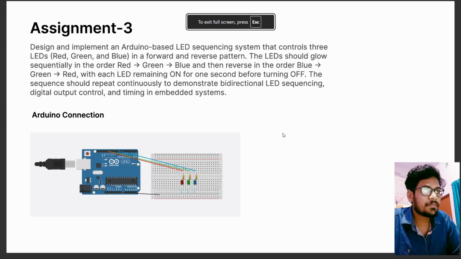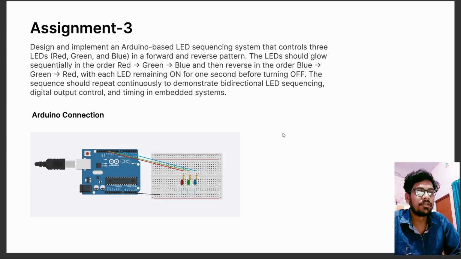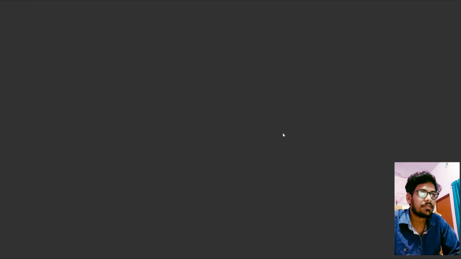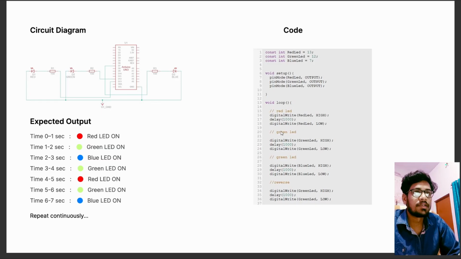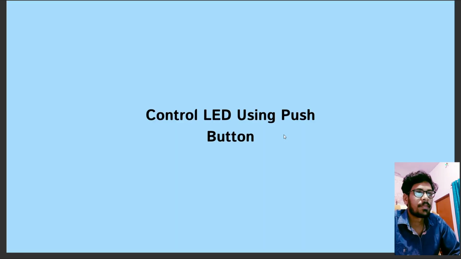Now this is the Arduino connection. You can see from these slides, and this is a circuit diagram, and we have the expected output. I already told you: 0 to 1 red, 1 to 2 green, and 2 to 3 blue, then green, red, green, blue. This is a pattern. A bit confusing. This is the code I give to you. You can practice yourself.